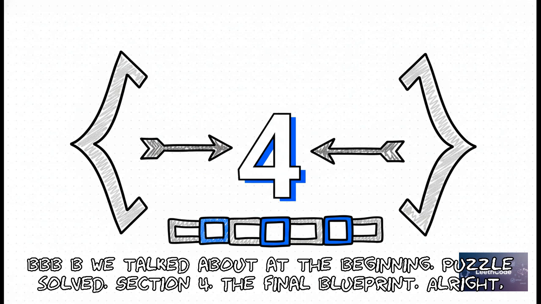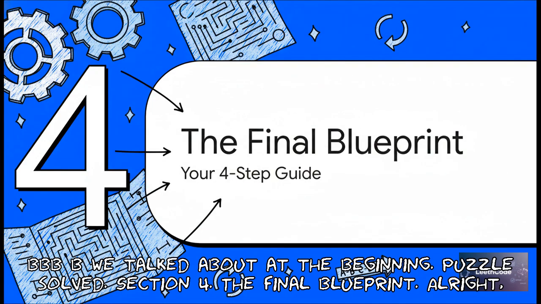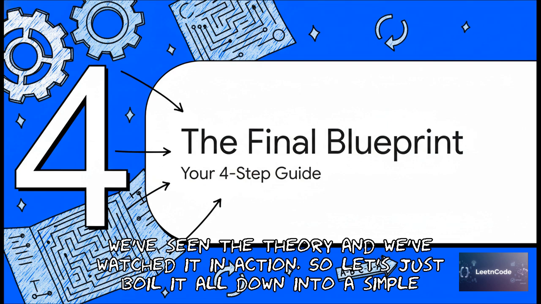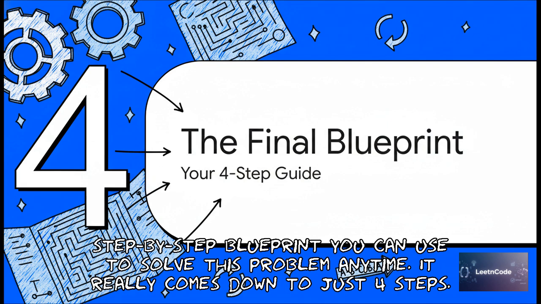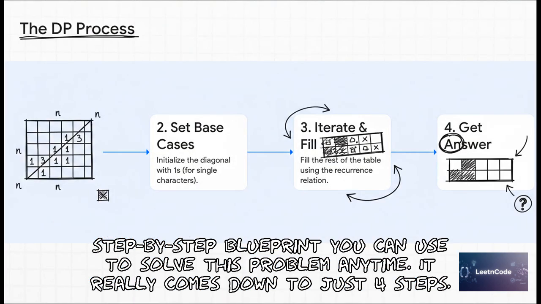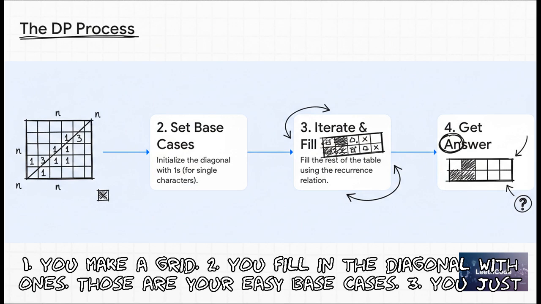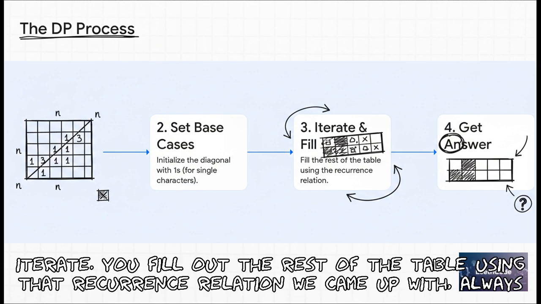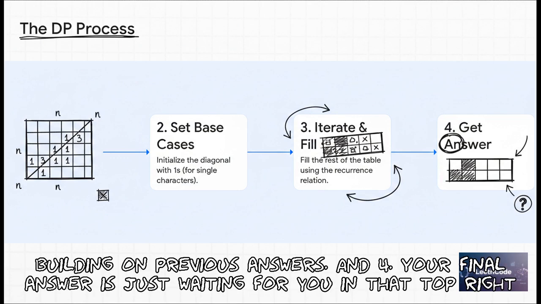Puzzle solved. Section 4, the final blueprint. All right, we've seen the theory and we've watched it in action. So let's just boil it all down into a simple step-by-step blueprint you can use to solve this problem anytime. It really comes down to just 4 steps. 1. You make a grid. 2. You fill in the diagonal with ones. Those are your easy base cases. 3. You just iterate. You fill out the rest of the table using that recurrence relation we came up with, always building on previous answers. And 4. Your final answer is just waiting for you in that top right corner.